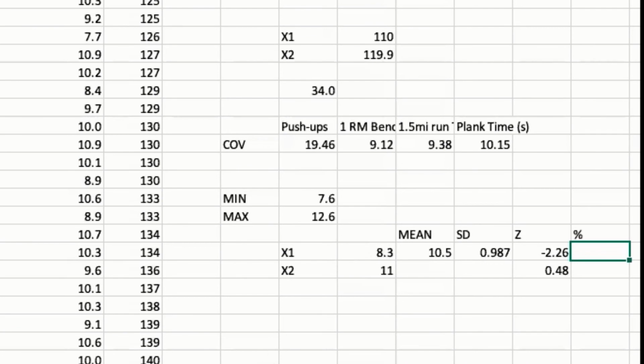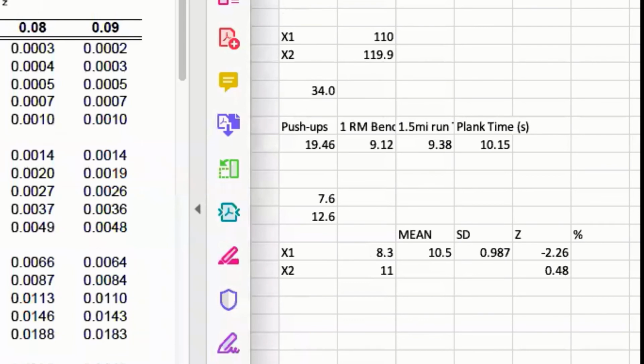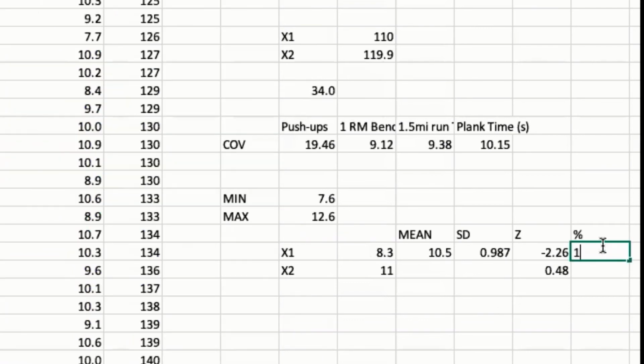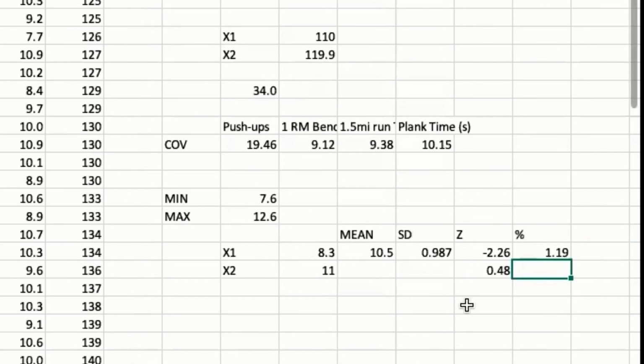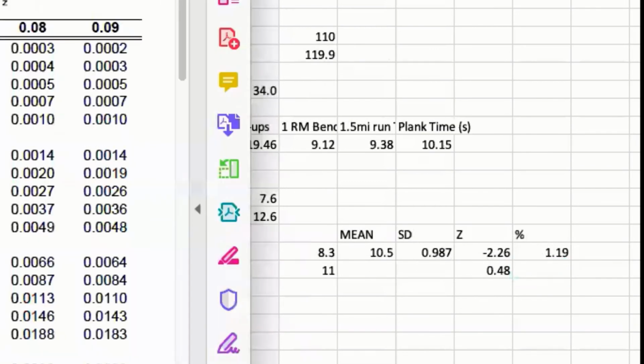I already forgot what the number was. Let's say 1.19. We'll write it as a percentage. That works too. So if I just ask you what's the probability that somebody was able to run a mile in 8.3 minutes, and you put 0.0119, that would be an acceptable answer as a decimal, or it would also be acceptable as a percentage, just for a note.